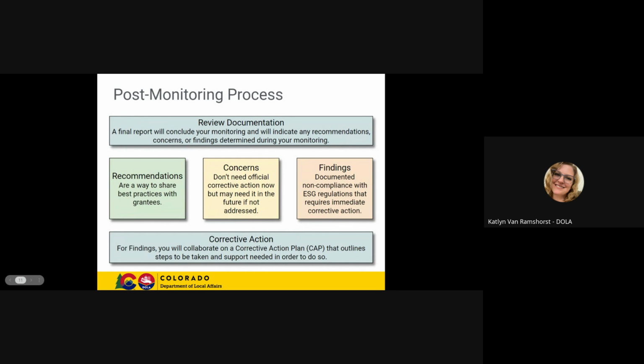If there is something we noted that is technically in compliance but may cause non-compliance in the future, it will be listed as a concern. Concerns do not need official corrective action, but we highly recommend proactively addressing it. You can choose to utilize your grant manager as a support in addressing it if you would like.